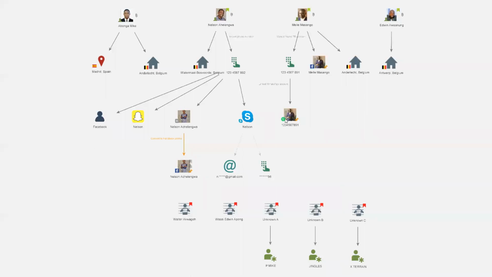It gave me a WhatsApp account on Melis, and on the second phone number I got a Facebook account, a Snapchat account, and a Skype account.